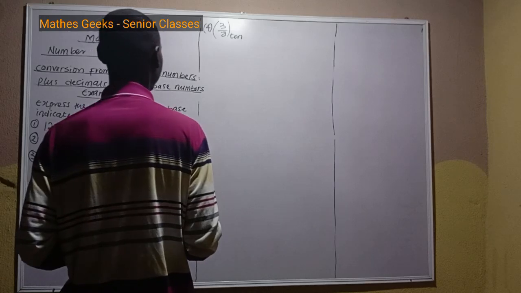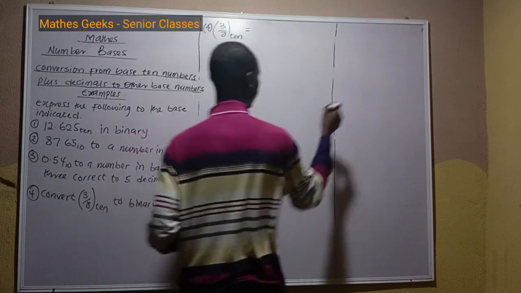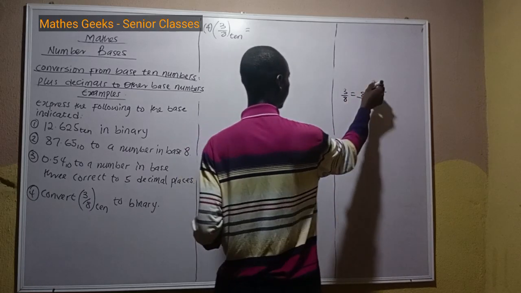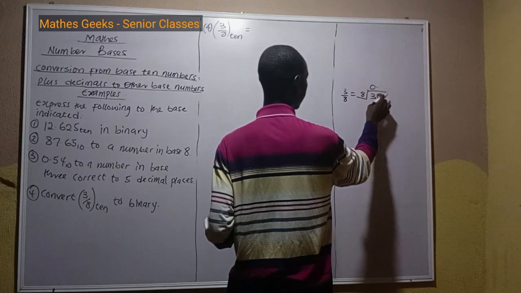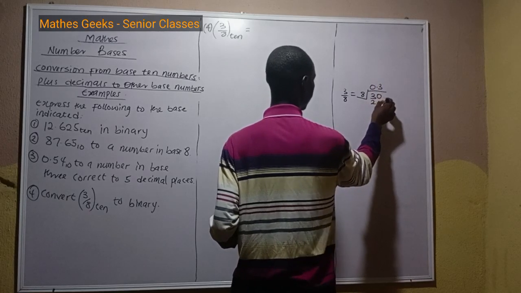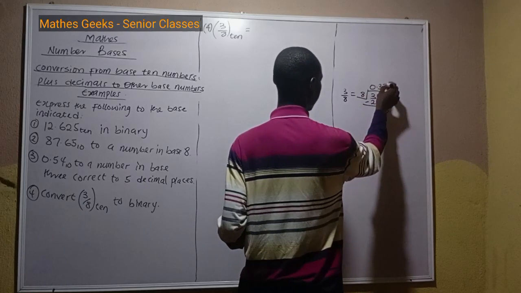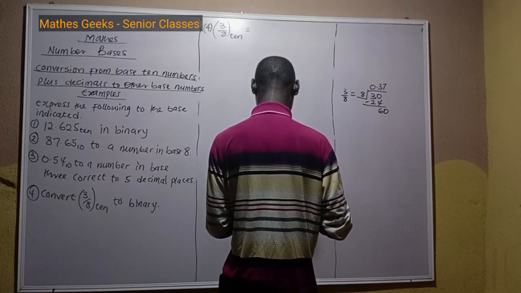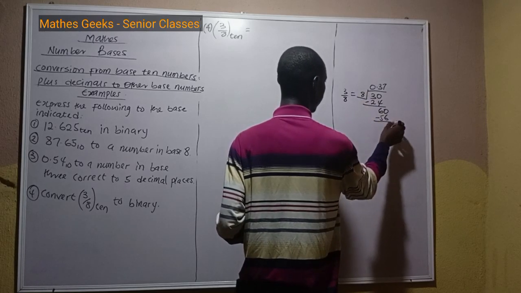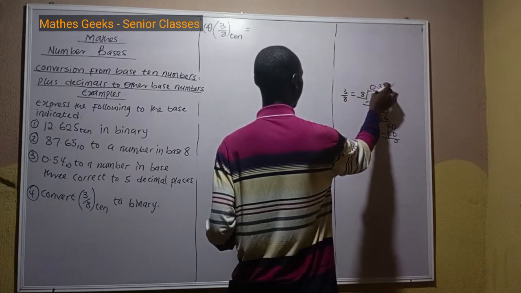We can convert 3 over 8 to binary. So what we have here is 3 over 8, which is 3 divided by 8. 8 into 3 cannot go, so 8 into 30 gives us 3. 3 times 8 is 24, which gives us 6, 0. 8 into 60 is 7. 7 times 8 is 56, so we get 4. 8 into 40 is 5, remainder 0. So 3 over 8 is 0.375.